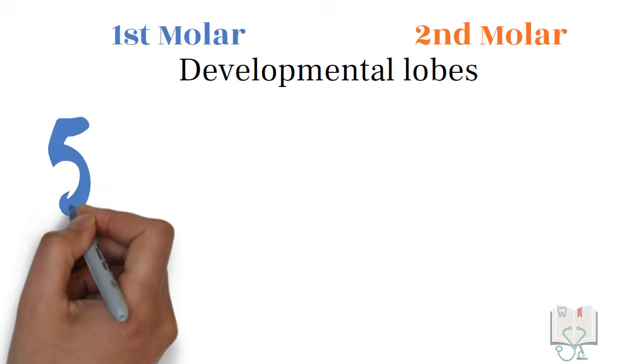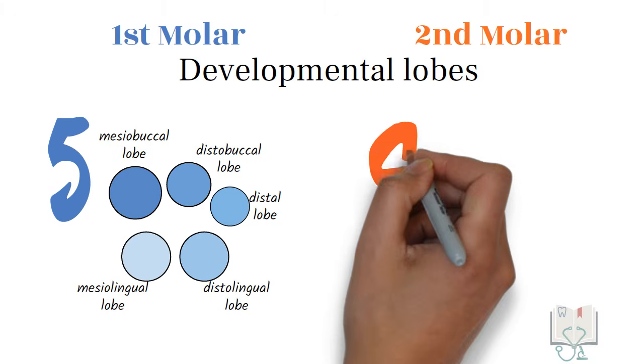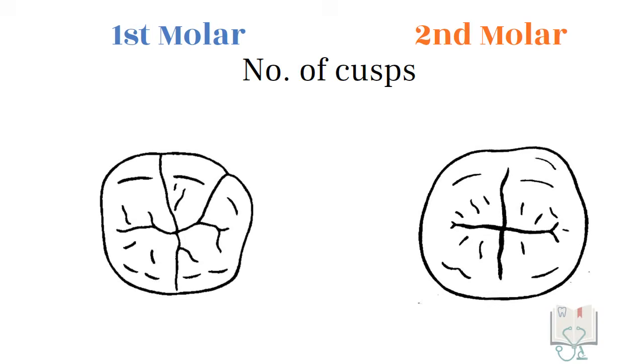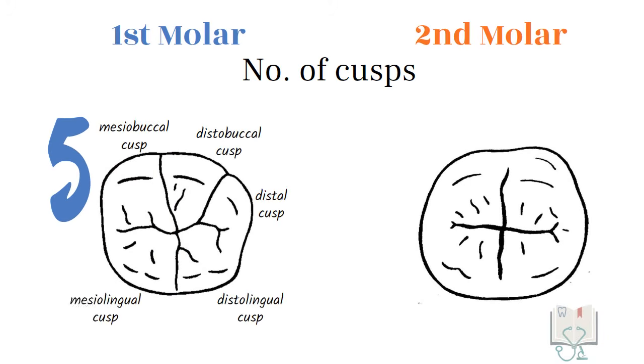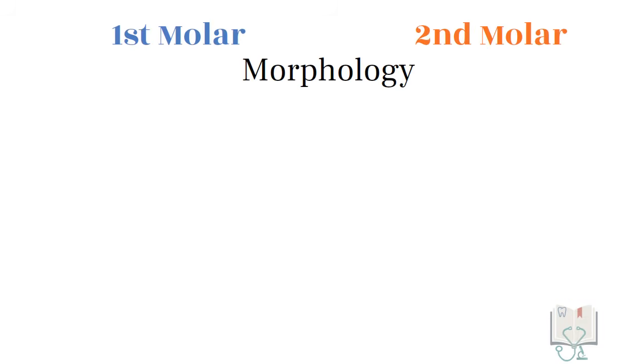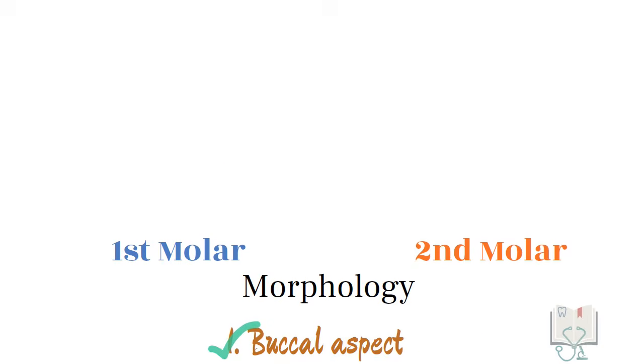Mandibular first molar develops from 5 developmental lobes and second molar from 4 developmental lobes. This results in the difference in number of cusps. First molar has 5 cusps and second molar 4 cusps. Now let us study the differences in their morphology in detail, starting with the buccal aspect.